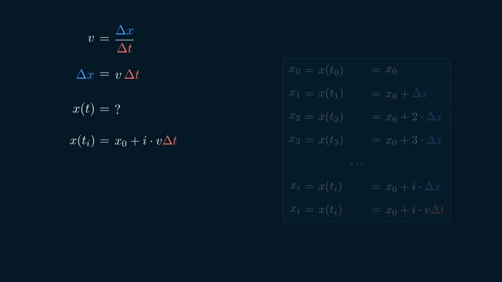Now I want to get rid of the product i times delta t. But what exactly is i times delta t? Well, i times delta t is exactly ti. For example, t3 was at 30 seconds. And that is exactly 3 times delta t. And it works like this for all ti. Feel free to go back and check again. So we replace i times delta t by ti. And that is basically already the final result. I just still have to get somehow rid of the index i.